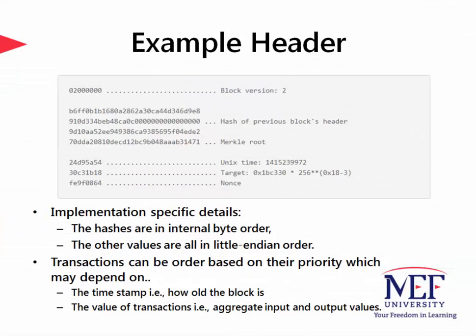Okay, so here's another example. There might be some implementation specific details, such as hashes ordered in terms of internal byte order, and the rest of the values in the block might be ordered based on little endianness, for instance. On the other hand, transactions in the block might be ordered, and that may also change the Merkle tree rules. Ordering might be based on the timestamp, in other words, how old the block is, and the value of transactions. For example, aggregate input and output values so that you can order these, and that's going to change the entire spectrum of the transactions, and due to the hashing, the Merkle root will also change.